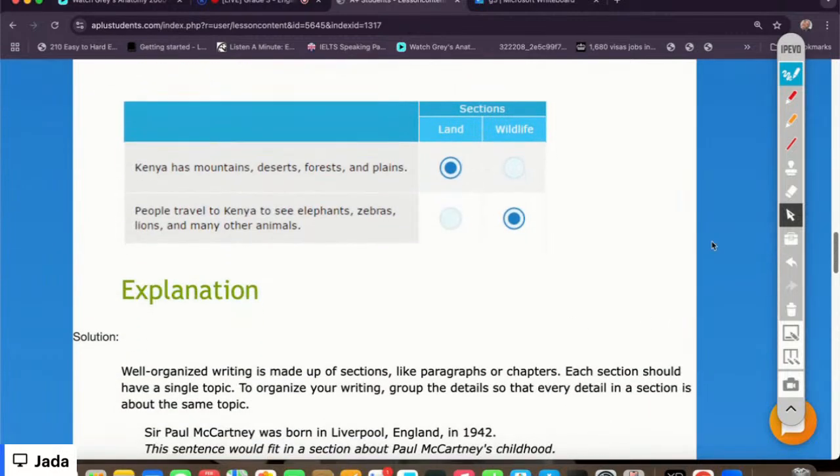Okay, so this is about land, like the land, and then this is about the wildlife because it's about the animals. So you have to make sure that you put them in sections. That's what we're talking about.